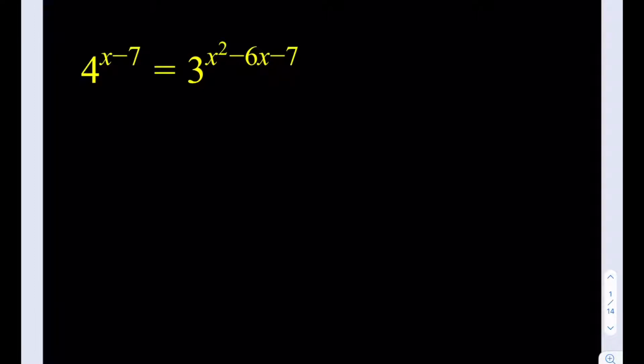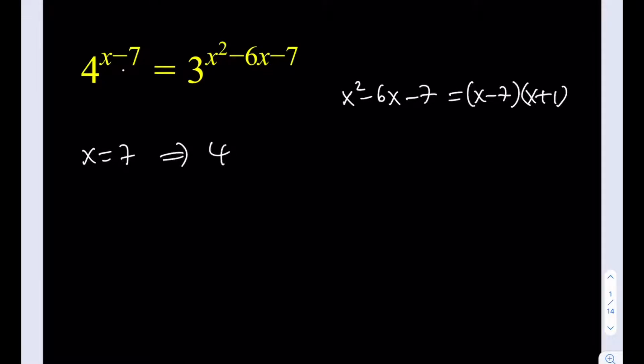Okay, now notice that the exponent for 3 is actually factorable. So let's go ahead and factor that. x squared minus 6x minus 7 can be factored as x minus 7 times x plus 1. So that means that x equals 7 is a solution of this as well as this one. So that's a common solution basically. In other words, x equals 7 will make both of them equal to 0. So we'll get the equation 4 to the power 0 equals 3 to the power 0, which is equal to 1. So that's true. So x equals 7 is one of the solutions.